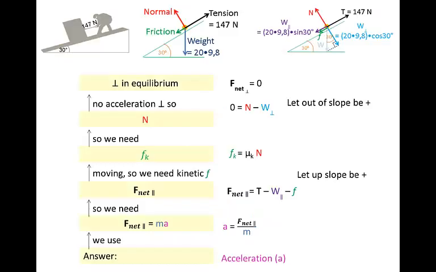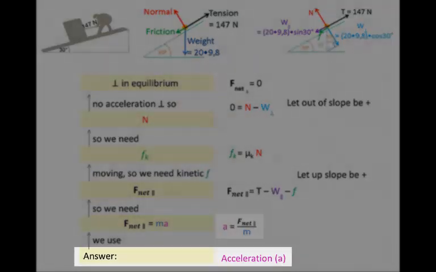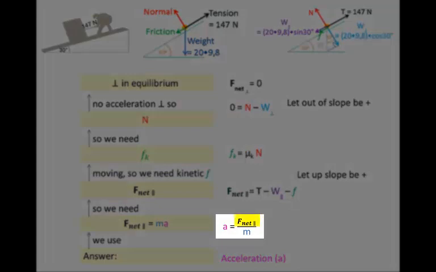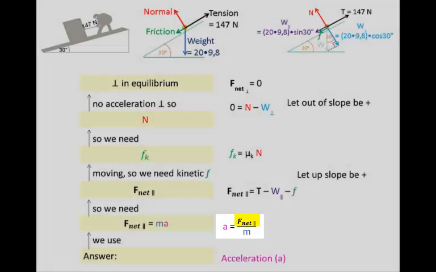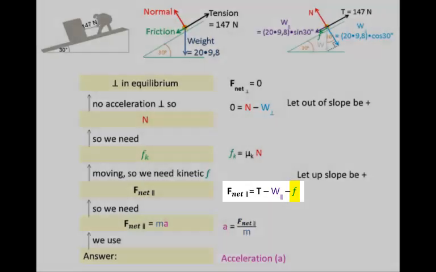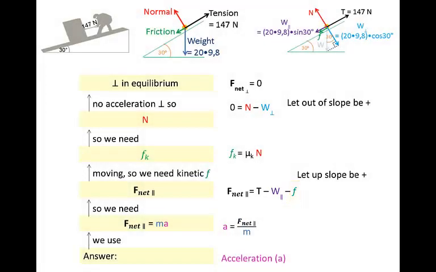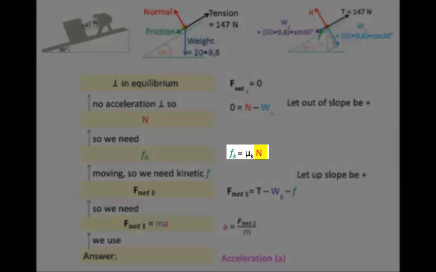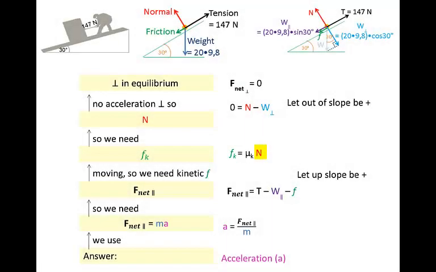Here's an overview of what we've just been discussing, in other words, of the entire strategy for solving this problem. We're asked acceleration, so we need to know the net force acting parallel to the slope. To do that, we need to find out the friction force acting on the object. And to do that, we need to find the normal force acting on the object. Use this strategy now to actually put in numbers at the relevant places and answer this question.